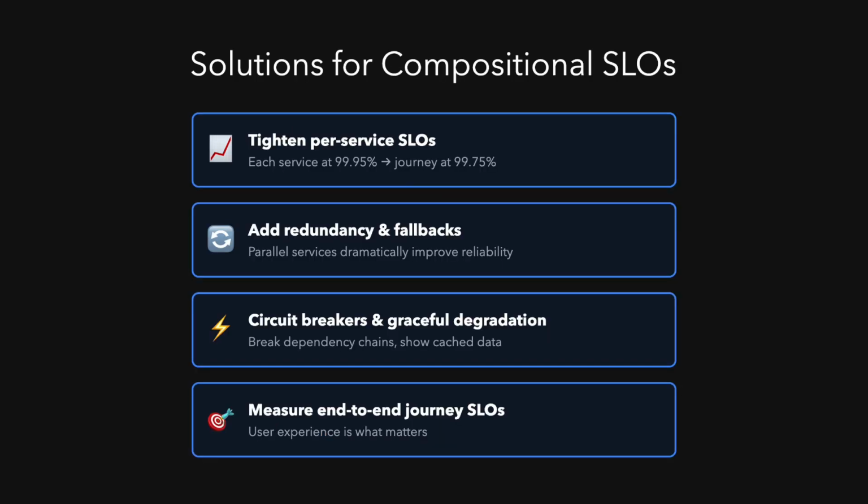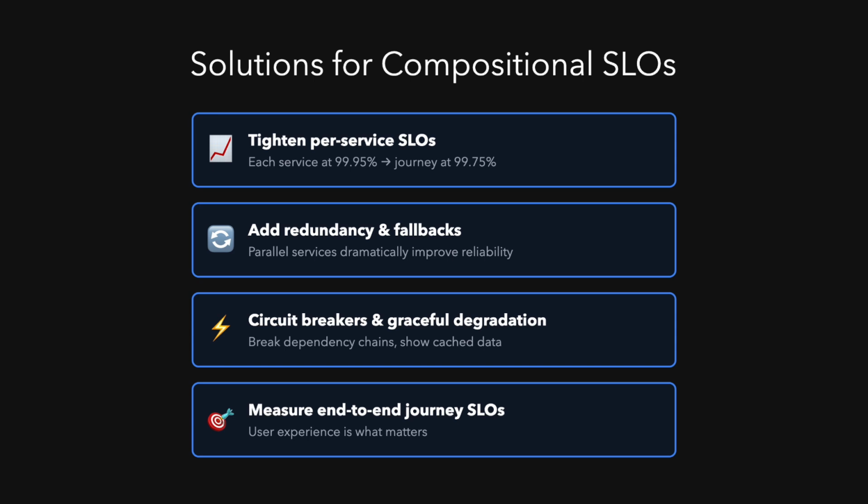And we have some solutions. Set tiered per-service SLOs to achieve journey-level 3 nines. Implement circuit breakers and fallbacks to break dependency chains. Design for graceful degradation. For example, show cached recommendations if the recommendation service is down. And measure end-to-end journey SLOs, not just per service. In distributed systems, user journey SLOs matter more than individual service SLOs.